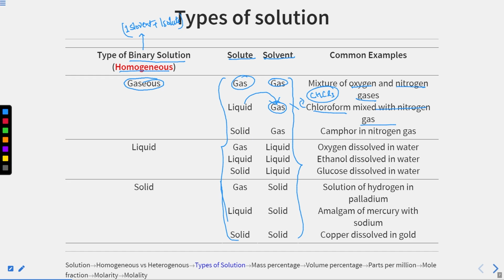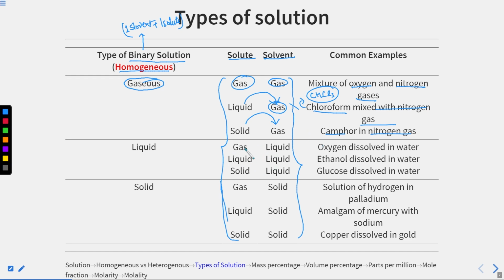Next, we can dissolve a solid in gas. A very simple example is camphor in nitrogen gas. In recent days, people are using this camphor as a room freshener. They dissolve this camphor in nitrogen gas, keep it in a bottle, and spray it throughout the room so that it can give a nice and pleasant camphor smell. This is also used in room fresheners. So it is an example of a solid dissolved in a gas.